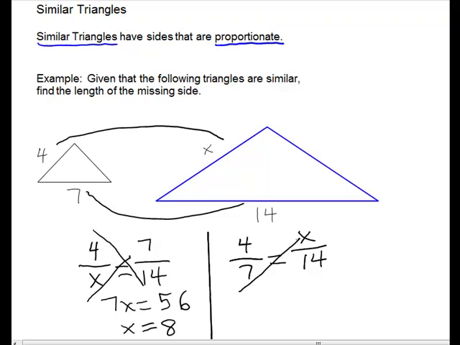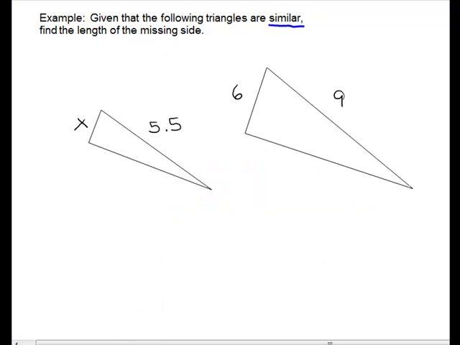So we do our cross products, and we get 7x equals 4 times 14, 56. We get the same equation. So these are equivalent, just different ways to view the problem and set it up. So we'll divide out the 7, so our x equals 8. Let's look at one more example.